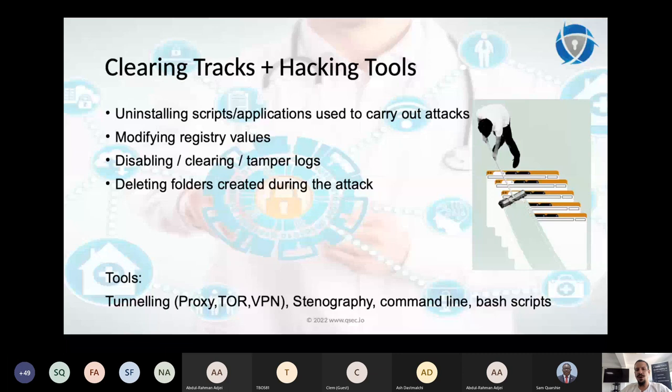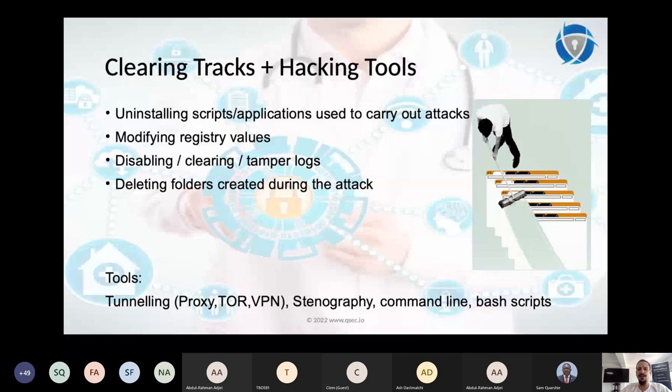The whole idea is that you cover the entire track: anything from the connections when they came in, the resources they accessed, the tamperings they've done, any changes they made. So they try to disable, clear, or tamper with any of the logs. Sometimes we've seen here in Ghana as well that they know exactly how they want to attack and what they want to attack, but they don't want the logs to be easily picked up.